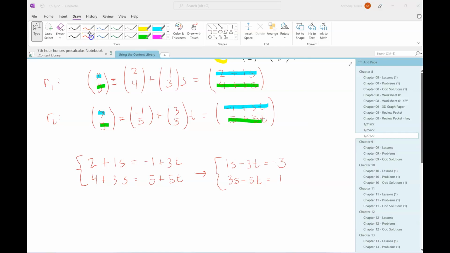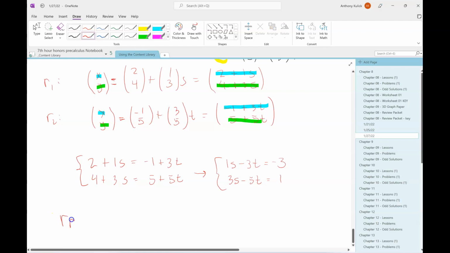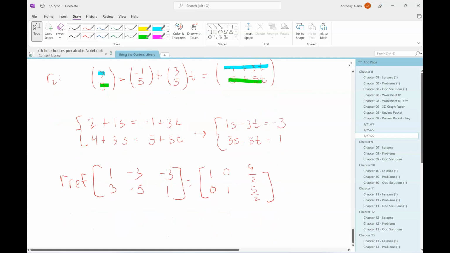So let's write down just a little bit of notation about what we did. So we did RREF on the matrix 1, -3, -3, 3, -5, 1. And that gave back for me the matrix 1, 0, 9/2, and then 0, 1, 5/2. And somehow Mr. Kulik is telling me that that second matrix there is telling me the solutions to this system.